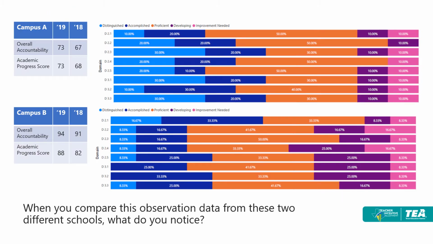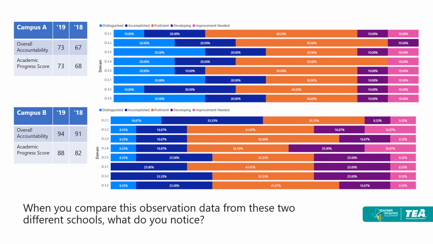Let's take a look at another snapshot of data. This time, the data comes from two different schools in the same district. On the left, you can see their campus accountability scores for 2 consecutive years. The graph shows the percentage of teachers scored at distinguished, accomplished, proficient, developing, and improvement needed. Here, you can see that campus A is lower performing, but they have more distinguished ratings. Campus B is a much higher performing campus, but they have far fewer distinguished ratings.